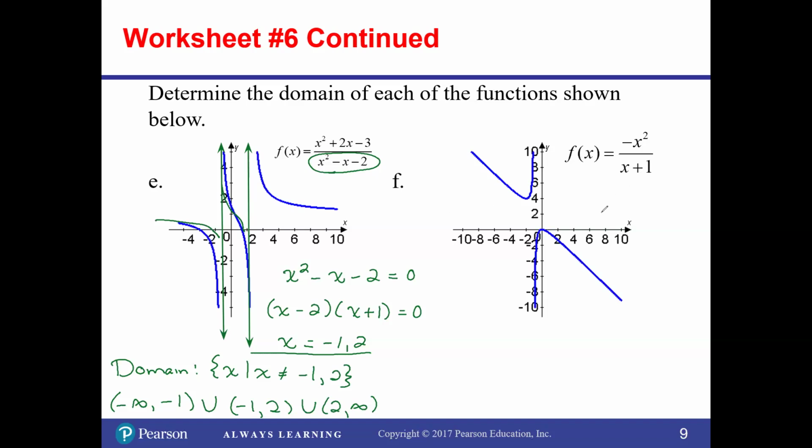And then for f, it looks like, once again, it's probably here at -1. So we take that denominator, we set it equal to 0. And in fact, x equals -1 is a place where the bottom is 0, my function is undefined. So the domain is x just as long as x is not -1, or negative infinity up to -1, and -1 to infinity.